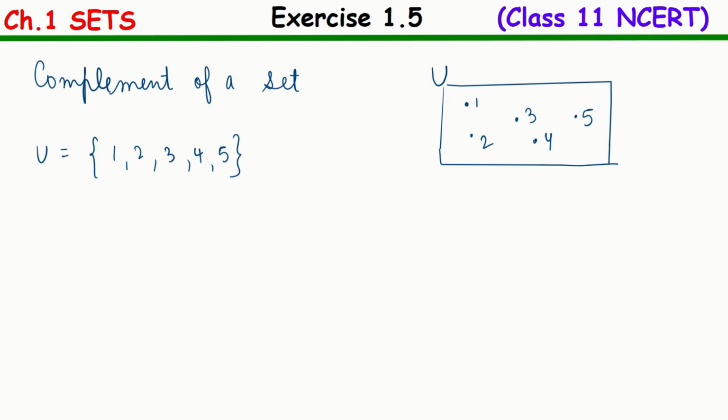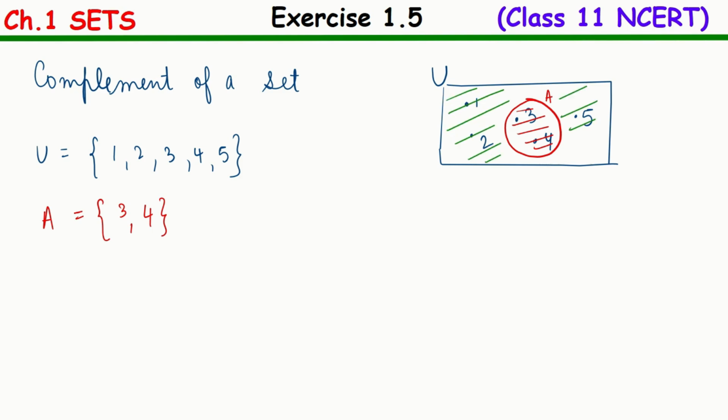Now we will construct a set. Suppose this red color set is set A. So set A contains two elements, which are 3 and 4. Now, the complement of a set is those points which are not present in A. So I am shading the region. The green color region is the one which is not present in A. This is A complement. A complement is denoted by A dash or A^C and it contains elements 1, 2 and 5. So you have to think only in this box, in the universal set only.